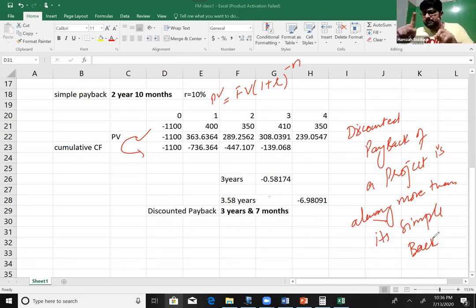So, students, one problem is resolved. Simple payback does not consider the time value of money, but discounted payback considers that. All other advantages and disadvantages of simple payback are valid for this as well. Only one disadvantage has been removed, and it has now become an advantage, that it considers the time value of money. Is that clear, students?